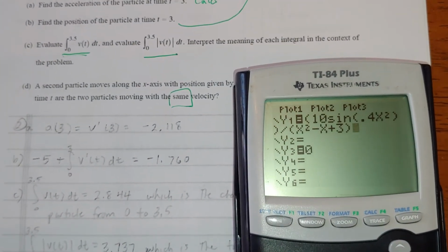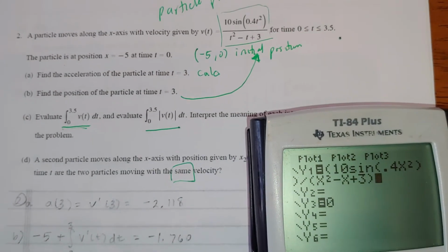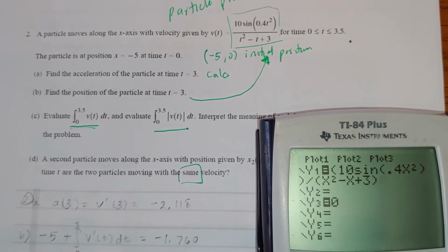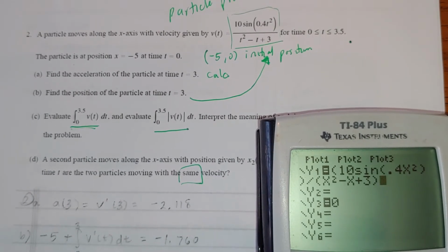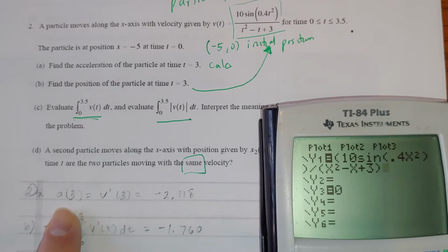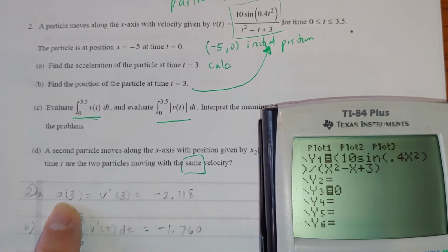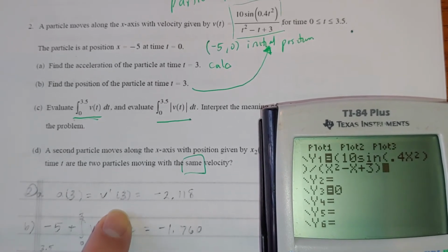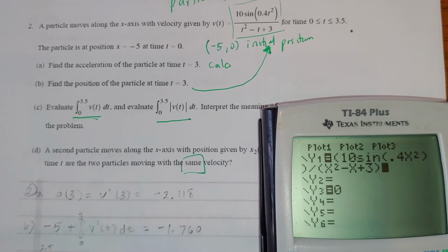So for part A, that's a great calculator problem, easy calculator problem, and easy points. Find the acceleration of the particle at t equal to 3. So we know that the acceleration of the particle, so what I'm going to show in my paper is that I know that acceleration is the derivative of velocity. That's pretty much my setup. That's all I have to show. Now I'm going to go straight to the calculator.